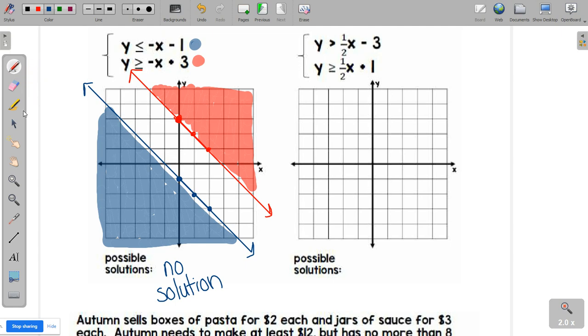Let's look at the next problem here. We have y is greater than 1/2 x minus 3. So we're going to start off with our y-intercept at negative 3. We have a slope of 1/2, so rise 1 to the right 2. We're going to draw our line. Our line is a dashed line. So when you draw it, make sure you dash it.